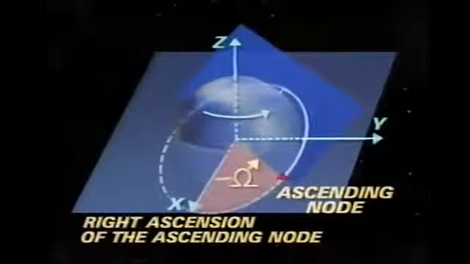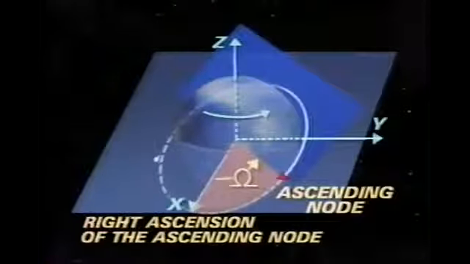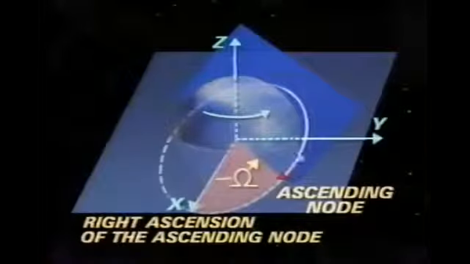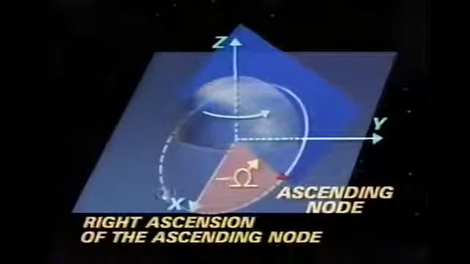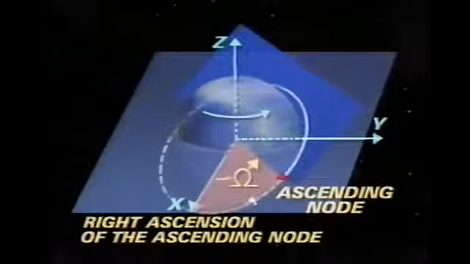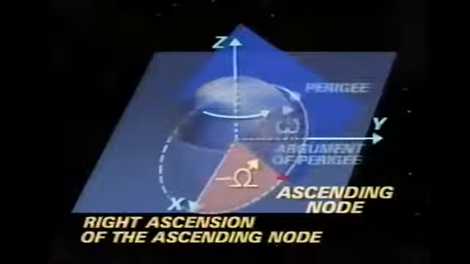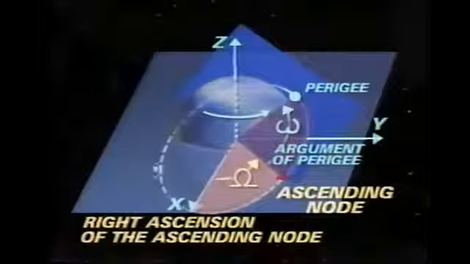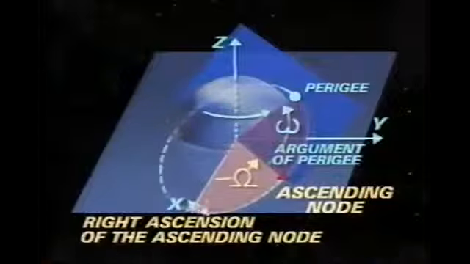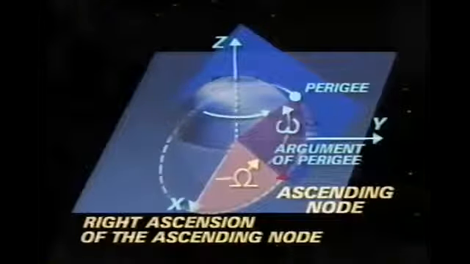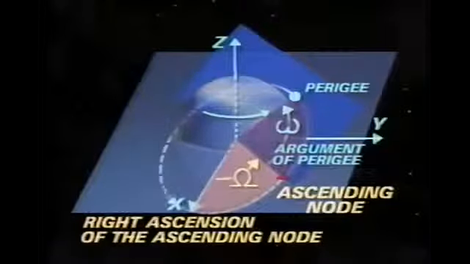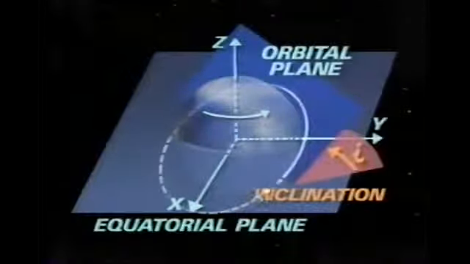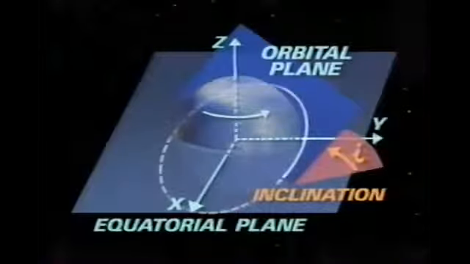The right ascension of the ascending node is the angle between the x-axis and the ascending node. It is always measured eastward from the direction away from the vernal equinox in the Earth's equatorial plane. The argument of perigee is the angle between the ascending node and the point of perigee. It is measured in the orbital plane in the direction of spacecraft motion. Inclination is the angle between the equatorial plane and the orbital plane.